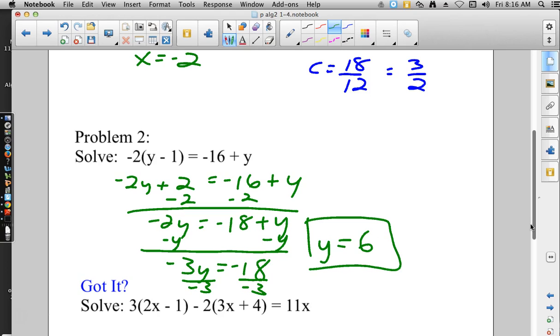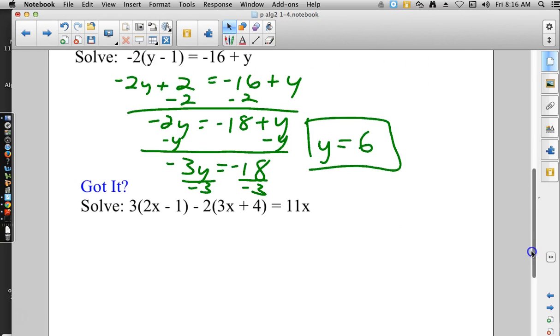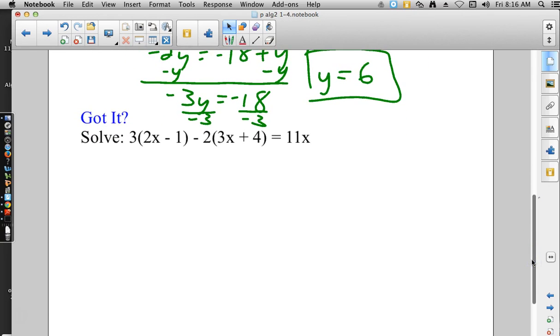So, like I said, some of you learned, hey, let's add the 2y over here, let's add the 16 and deal with that way. You're going to get the same answer. And we're following the order of operations backwards when we do these problems. So we'll get the same answer. Oh, that looks a little scary. Yikes. Go ahead and do this one.